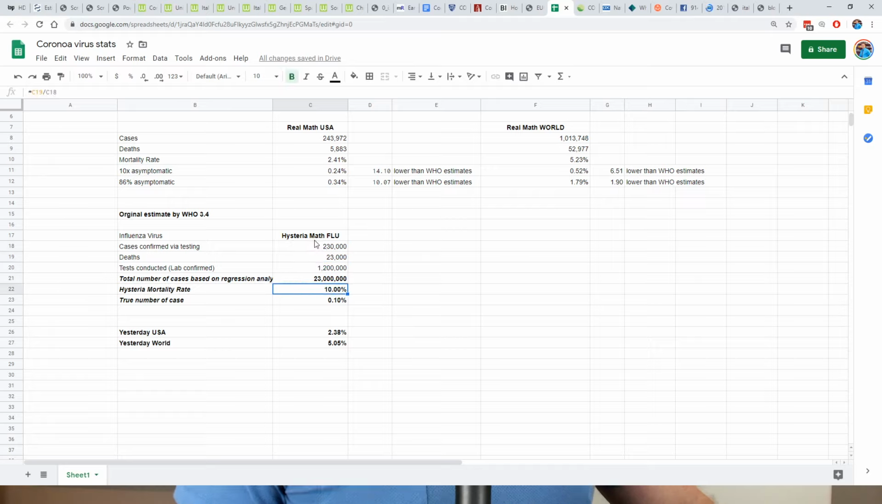That's where the hysteria comes in. When we dehysterize it, that's where we factor in the asymptomatics. And that's where we get the bigger number of 23 million, and that brings it down to 0.10. So you can see here yesterday, 2.38, 5.05. We're up a tiny bit there for sure. But I'm bringing comfort, as always. Bringing comfort.